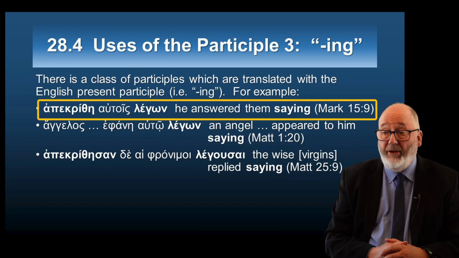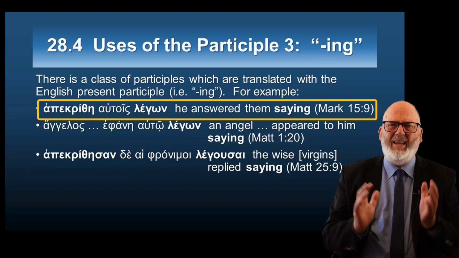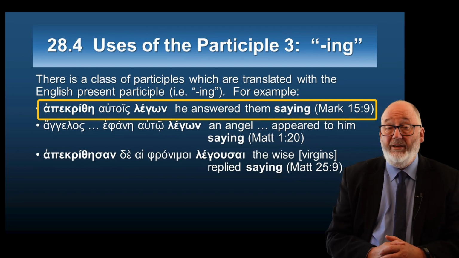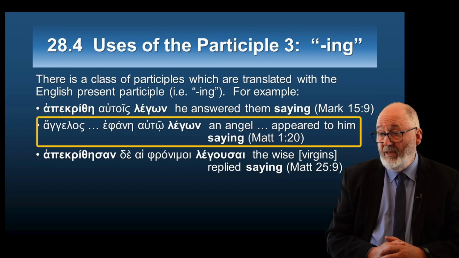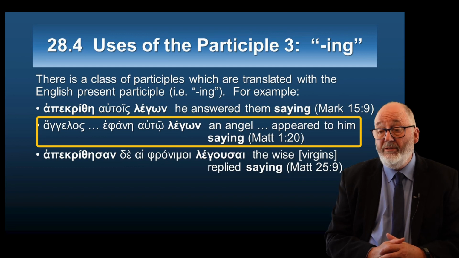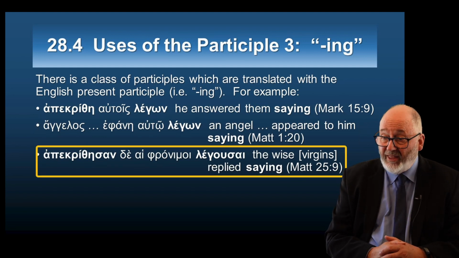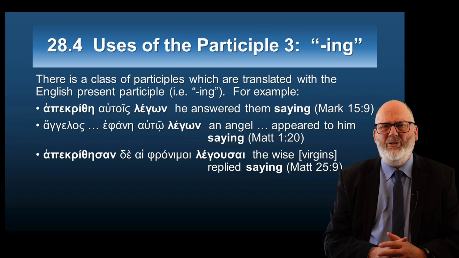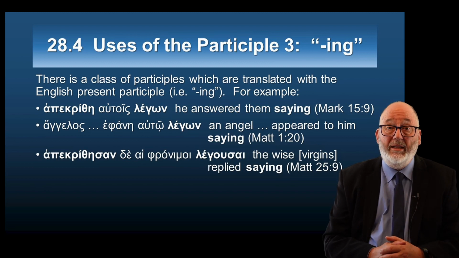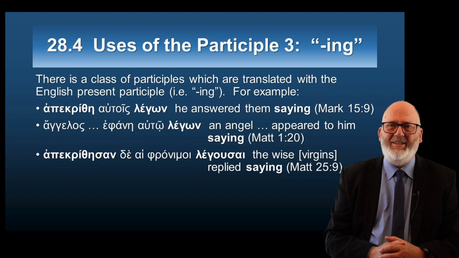There is one use of a participle in John where the best translation is just to add -ing. In other words, just use an English present participle. He answered, apekrithe legon. He answered saying. Well, the saying seems redundant in English, but it is there in Greek, and it's a construction that is often found in the New Testament. Angelos ephane legon. An angel appeared saying. Apekrithesan legontes. They answered saying. So here is the third use of the participle in Greek, using -ing as a translation.